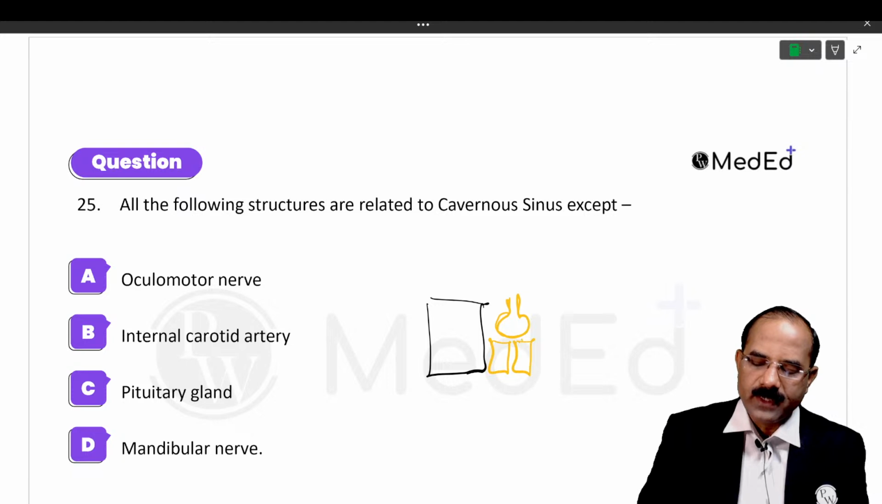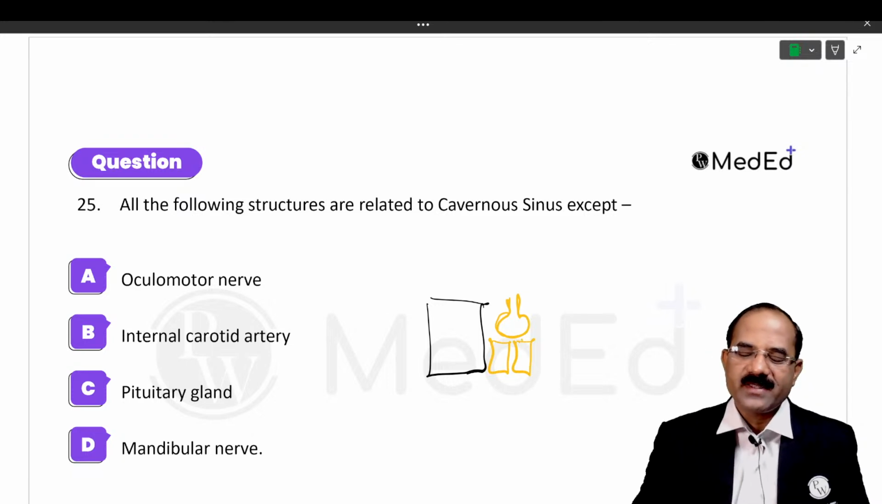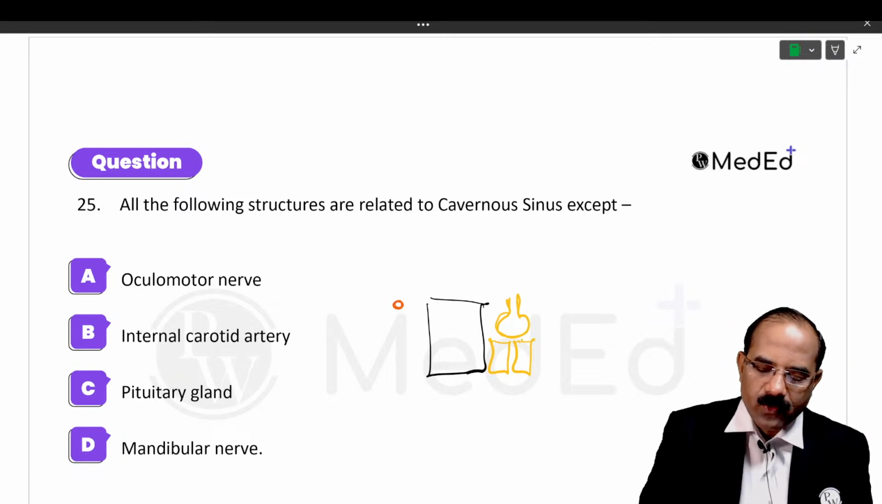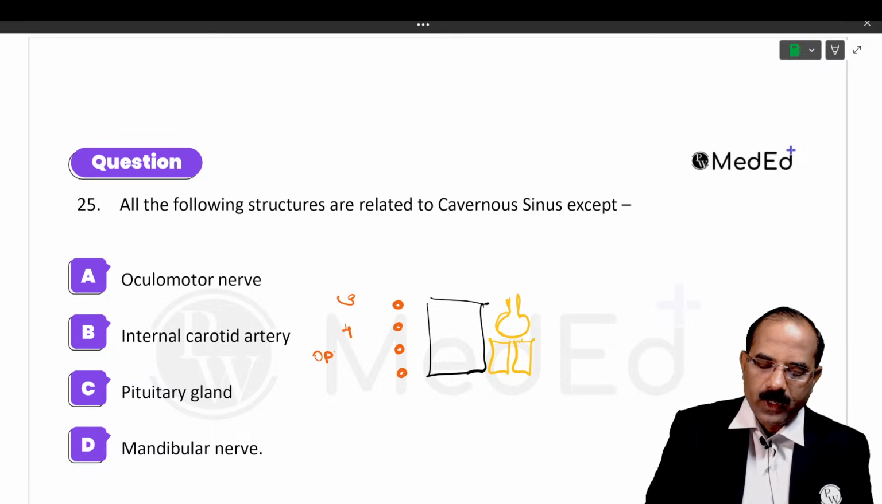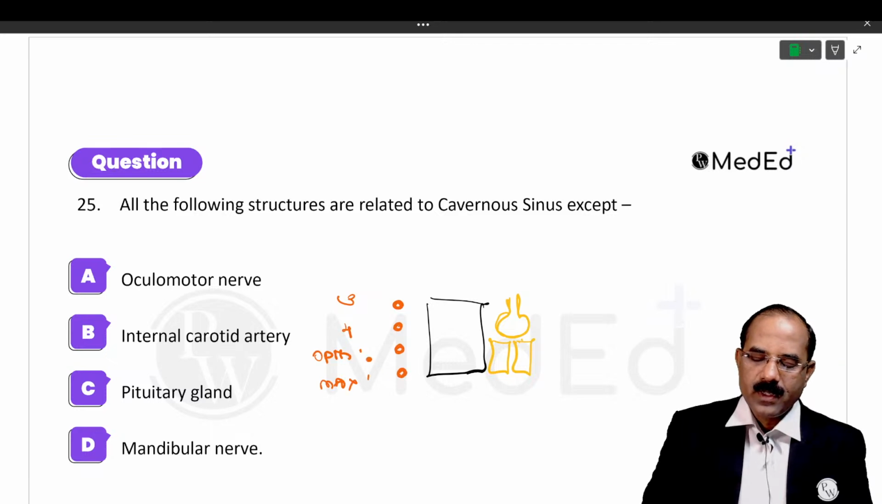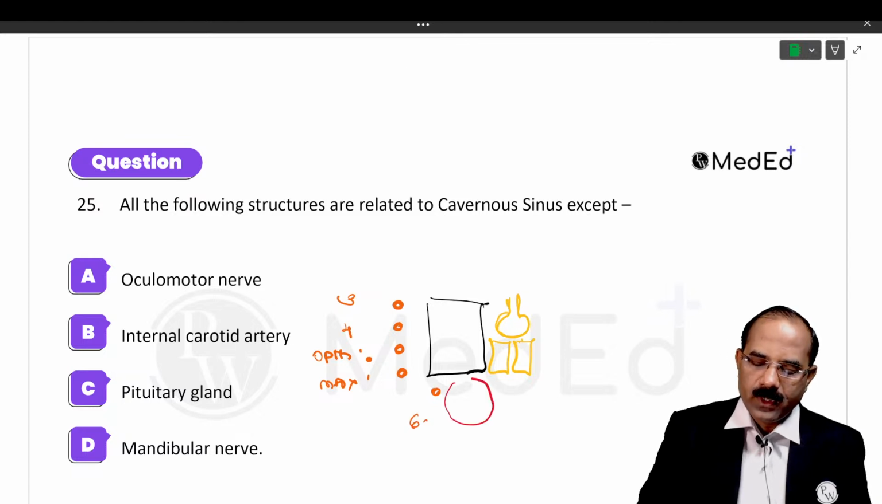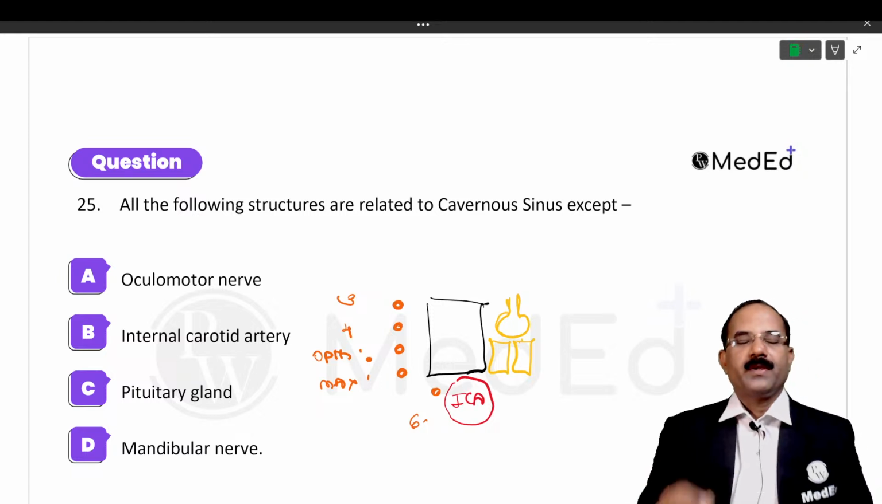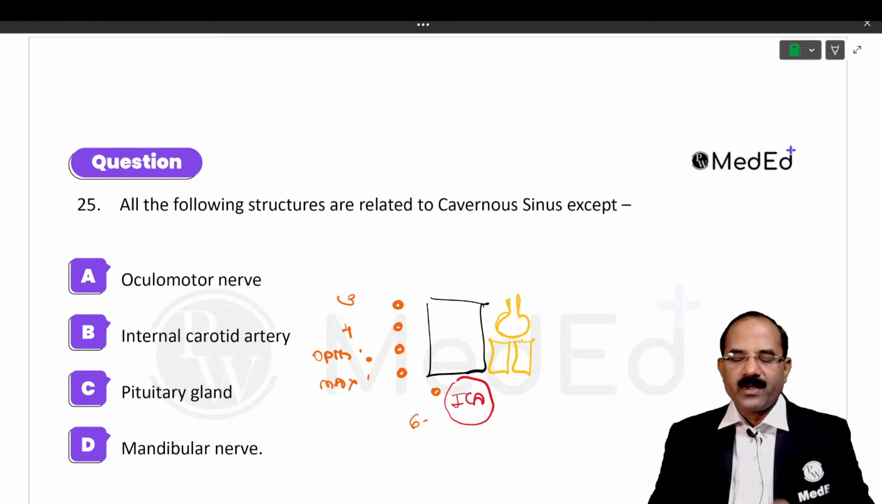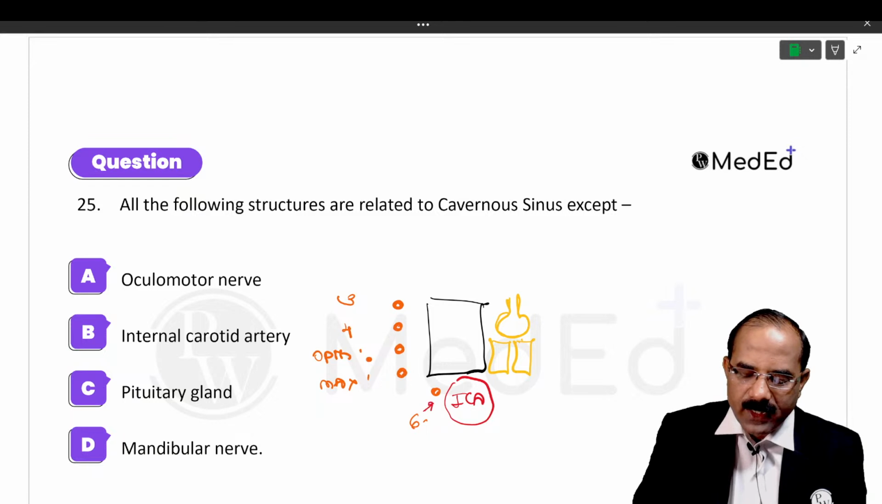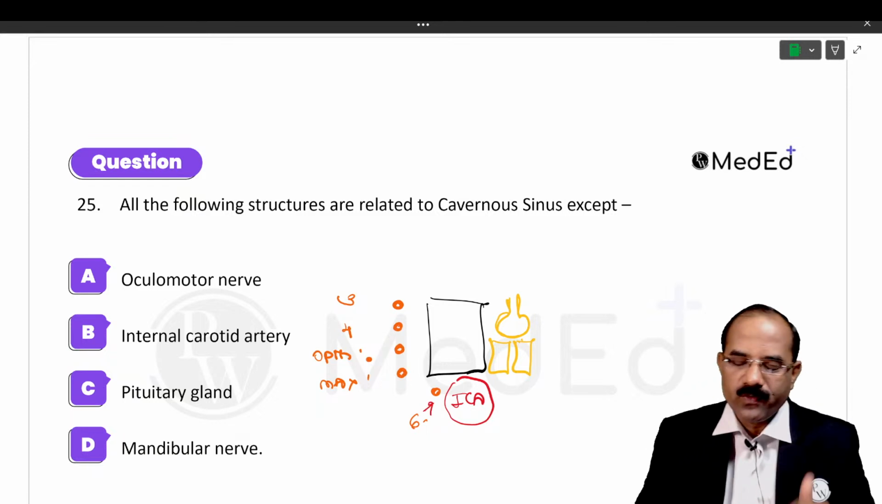And there's an air sinus here. What is its name? Sphenoidal air sinus. In the lateral wall of the cavernous sinus, this is the third nerve, this is the fourth nerve, this is the ophthalmic division, this is the maxillary division. What is this nerve? That's the sixth nerve. And which artery is this? Internal carotid artery. So what lies in the floor of the cavernous sinus, students? The sixth nerve and the internal carotid artery.